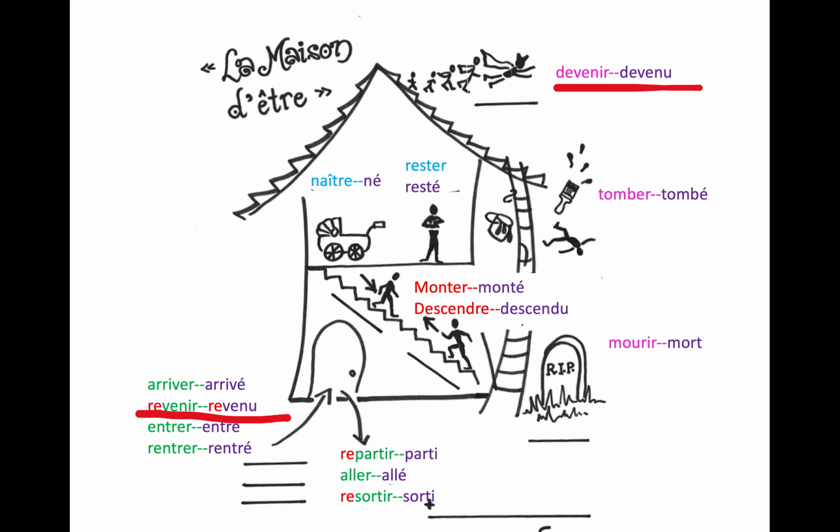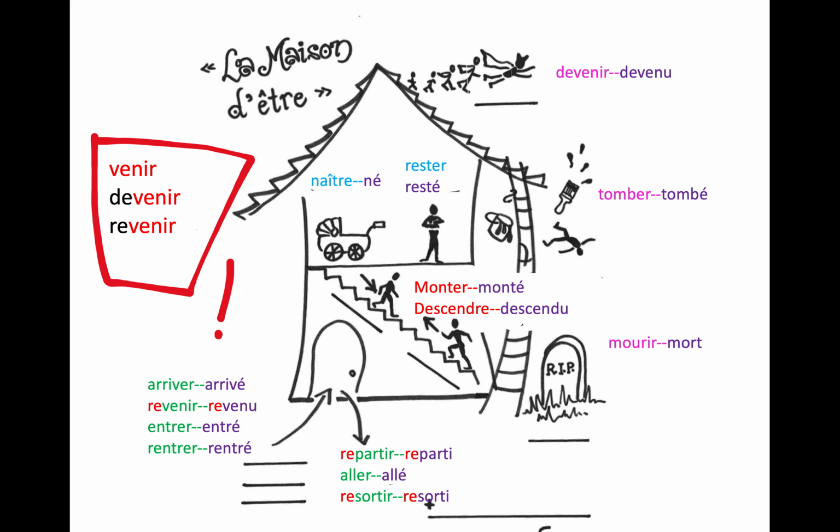Now, look at what I have underlined. I've got revenir, and I should have venir, but it's not there, and devenir. So venir, devenir, and revenir, they all have venir in them, right? So you can imagine venir, the past participle is venu, devenir is devenu, revenir is revenu.